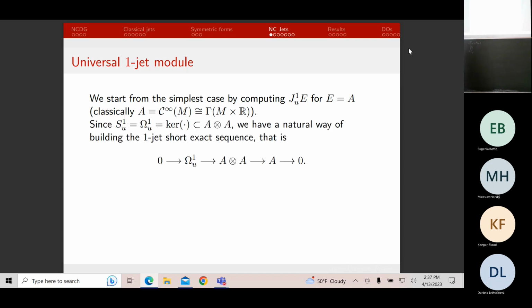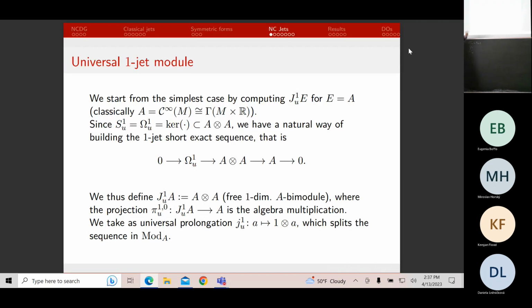Okay. But since we define S1 to be omega 1 of u, and we know that omega 1 of u is the kernel of the multiplication, we have a natural short exact sequence. And now this is S1, this is just J0 of omega. So this looks very much like the jet short exact sequence. So what we do is we define the universal jet to be A tensor A.